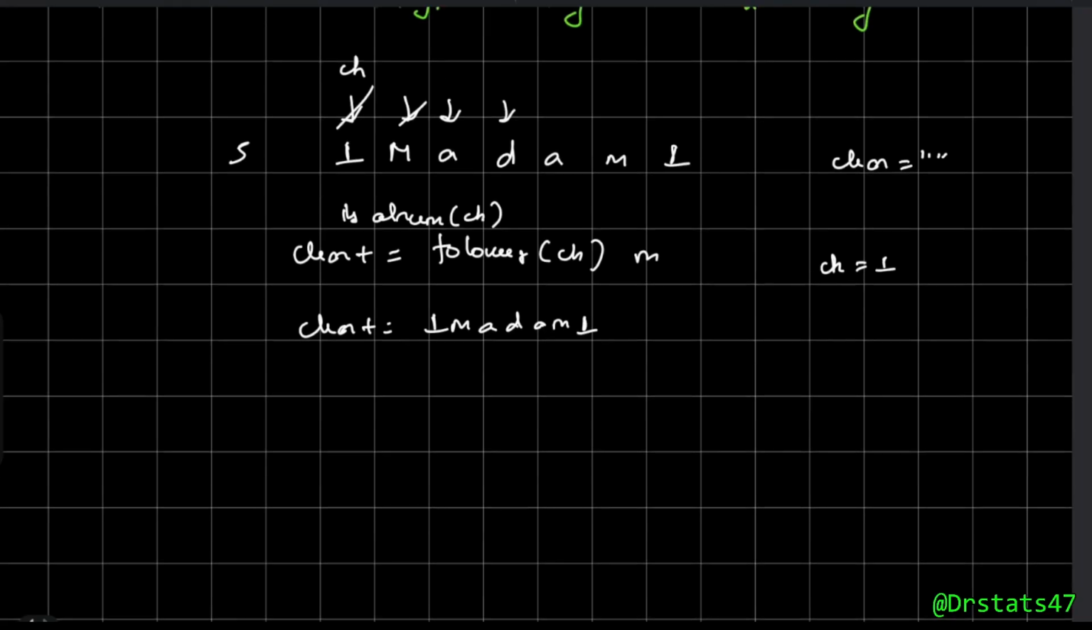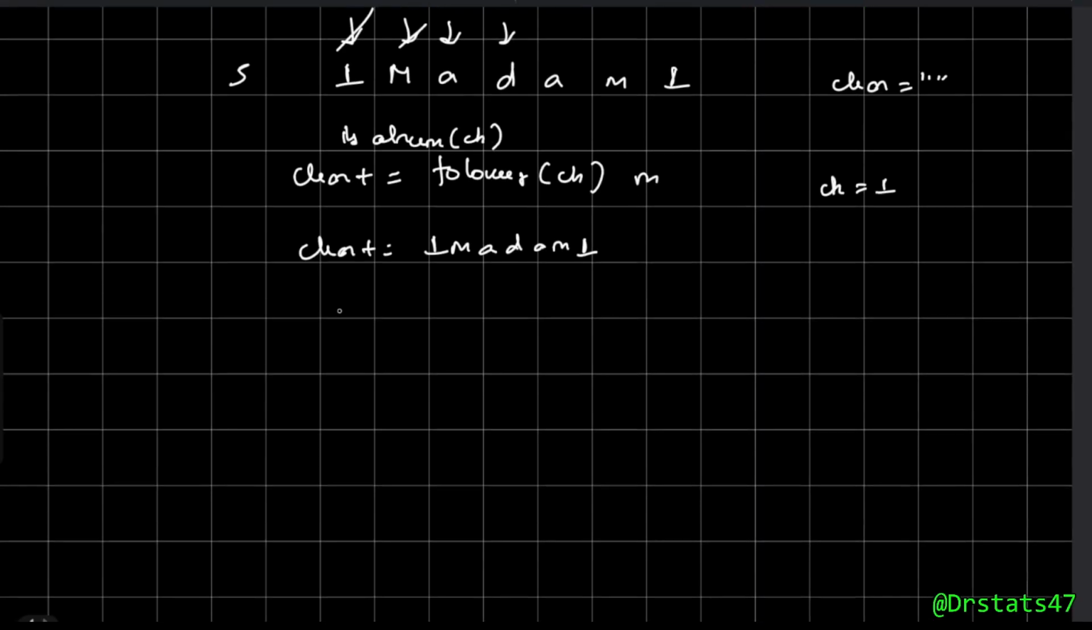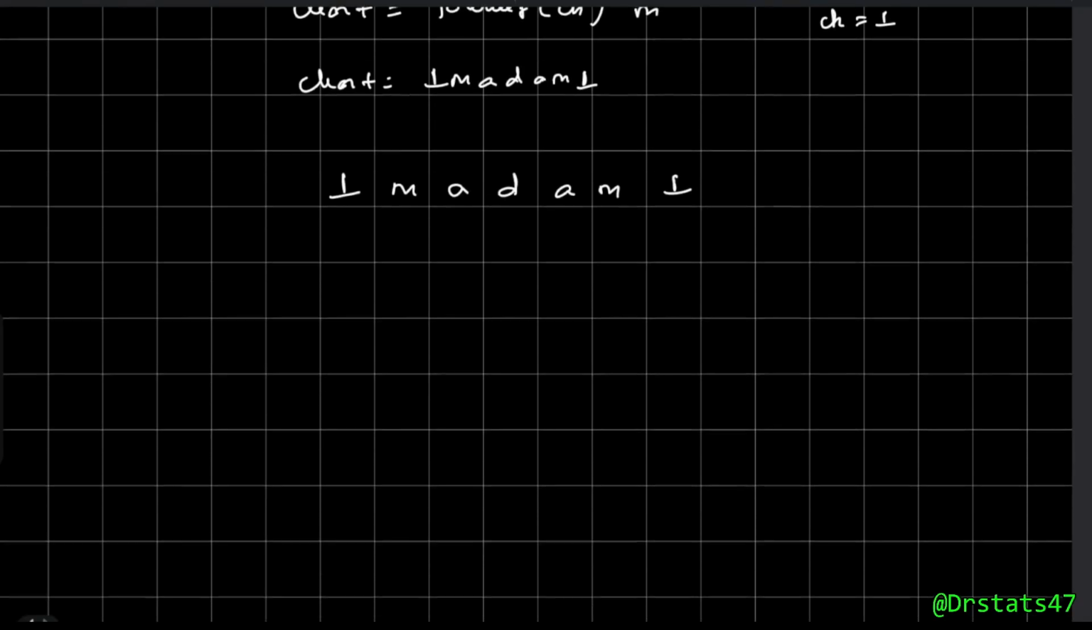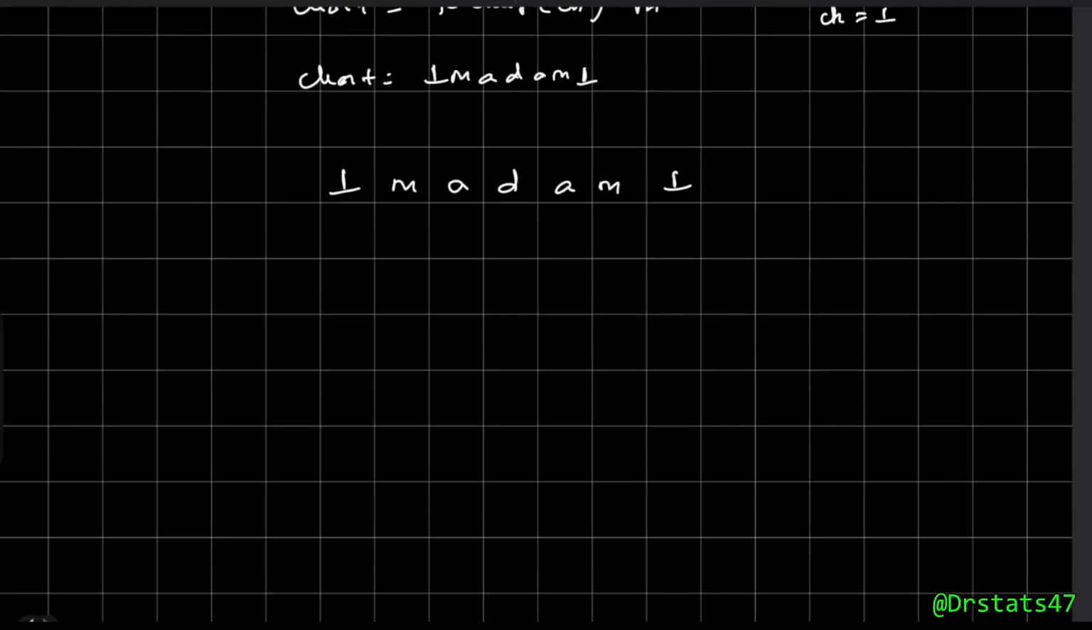Now we have successfully converted to lowercase letters. Now we have to check. Here comes the concept of two pointers. What we do is we take two pointers: one is the left pointer, and one is the right pointer.